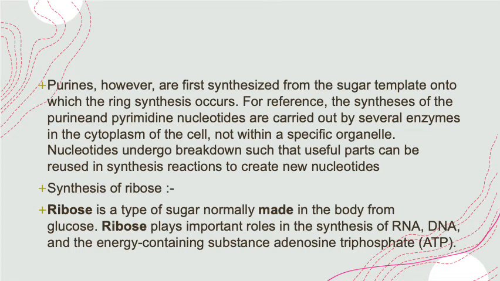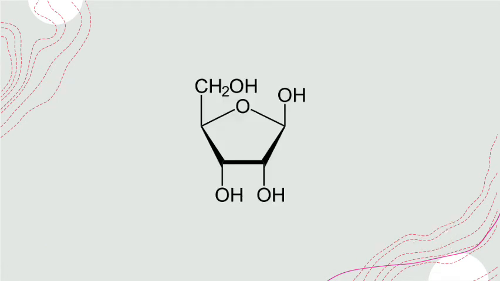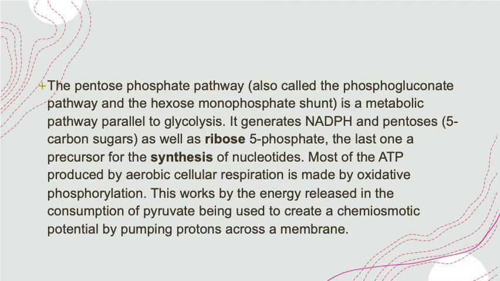A little bit about synthesis of ribose as well. Ribose is a type of sugar that is normally made in the body from glucose. Ribose plays an important role in the synthesis of DNA, RNA, and the energy-containing substance adenosine triphosphate. Okay, so ATP. Another structure that should be familiar to you as well.